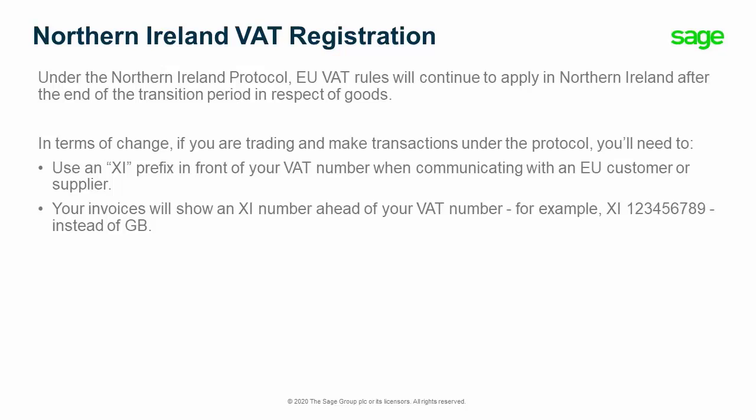123456789 instead of GB. It's worth pointing out though that as far as we're aware, there's no requirement to apply for or be issued with an XI VAT registration, i.e. it's sufficient just to use the XI in front of your existing number.